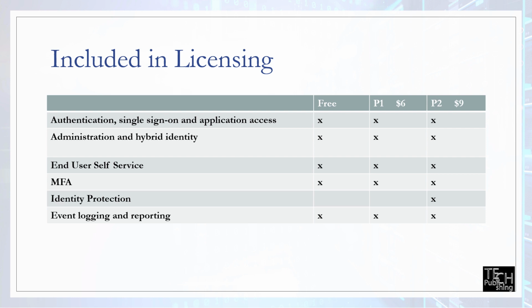Now with P2, you also get identity protection. Identity protection is a whole slew of other protections that you can add in that aren't included with P1 or with the free version. And that includes privileged identity management, as well as Entra ID governance, which includes protecting, monitoring, and auditing any access to specific critical assets. Critical assets could be users, it could be resources, and you can audit and protect those with additional security.